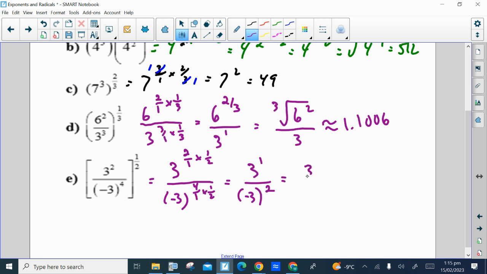So on top, we'll get 3. On the bottom, when you square negative 3, you're squaring both the negative and the 3. That gives you positive 9. And now this can be reduced by dividing top and bottom by 3. There's our simplified answer.